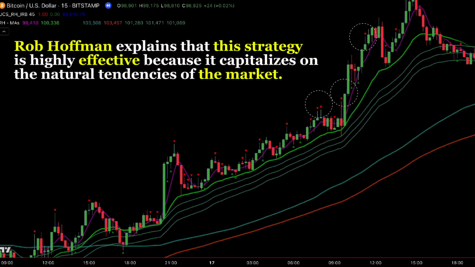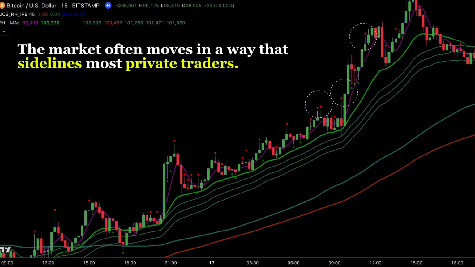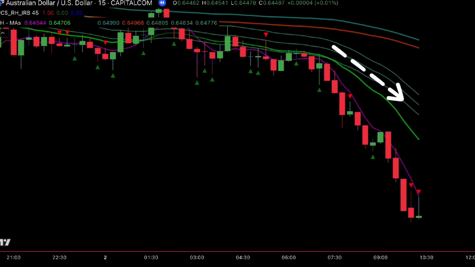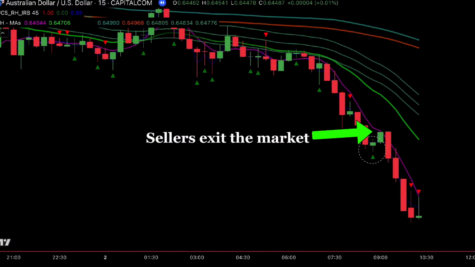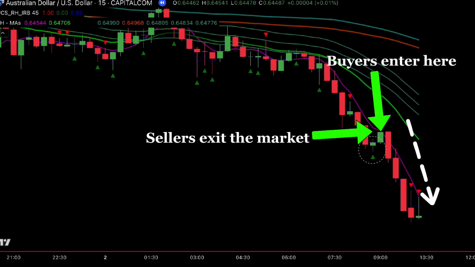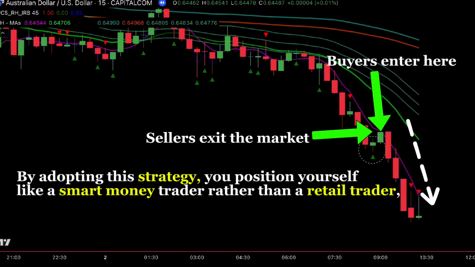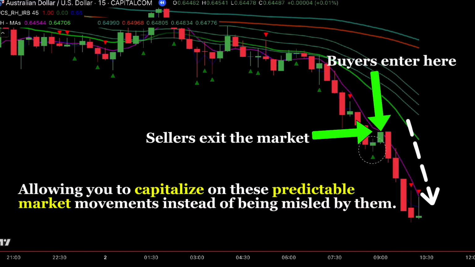Rob Hoffman explains that this strategy is highly effective because it capitalizes on the natural tendencies of the market. The market often moves in a way that sidelines most private traders. Here's what typically happens. During a downtrend, the market attempts to retrace slightly, creating the illusion that the trend is reversing. At this point, sellers exit the market, assuming the downtrend is over, while buyers enter, believing a new uptrend is beginning. However, the market then traps both groups, shaking them out before resuming its original downward direction. By adopting this strategy, you position yourself like a smart money trader rather than a retail trader, allowing you to capitalize on these predictable market movements instead of being misled by them.